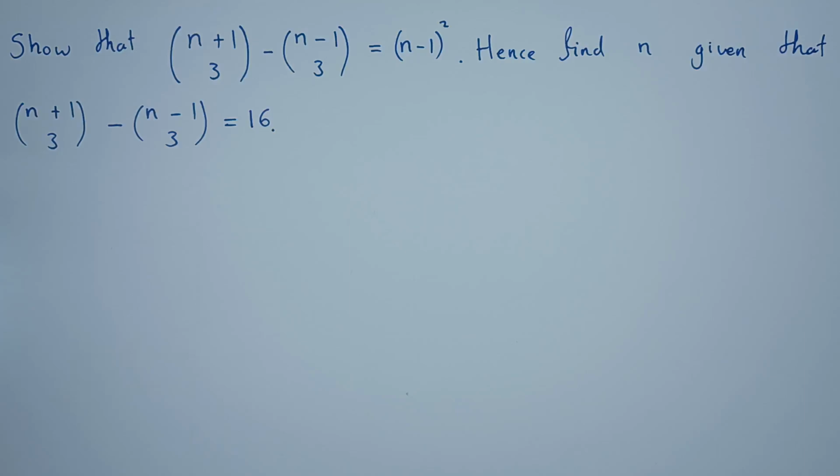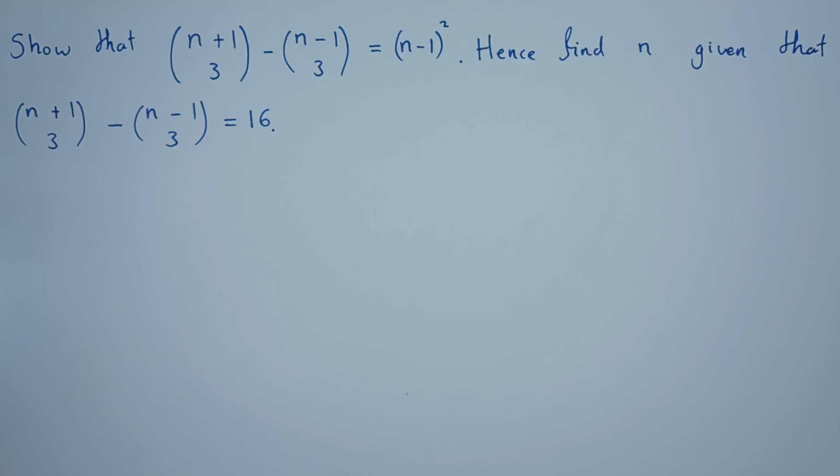Hi guys, we have this question under binomial expansion. Let's see how we can do it. It says show that (n+1 choose 3) minus (n-1 choose 3) is equal to n minus 1 squared. Before we do anything, we need to know the formula for the combination, which is given in terms of factorials.